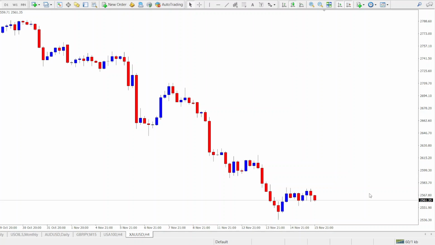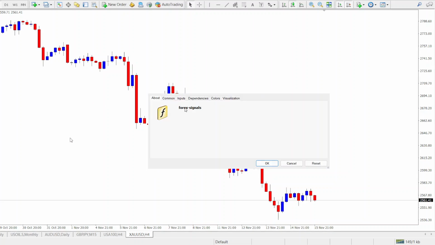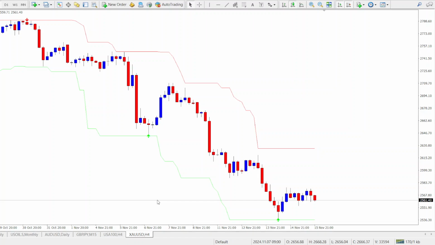Alright, so after downloading the indicator, you will just need to add it to your chart. You will have to add it to the indicators folder. First of all, you copy the file of the indicator and paste it in the indicators folder, and then you'll have to restart your MetaTrader terminal, and then you will be able to insert the indicator on your chart. So I'm just going to be adding the indicator right now. I have already downloaded it and here it is.